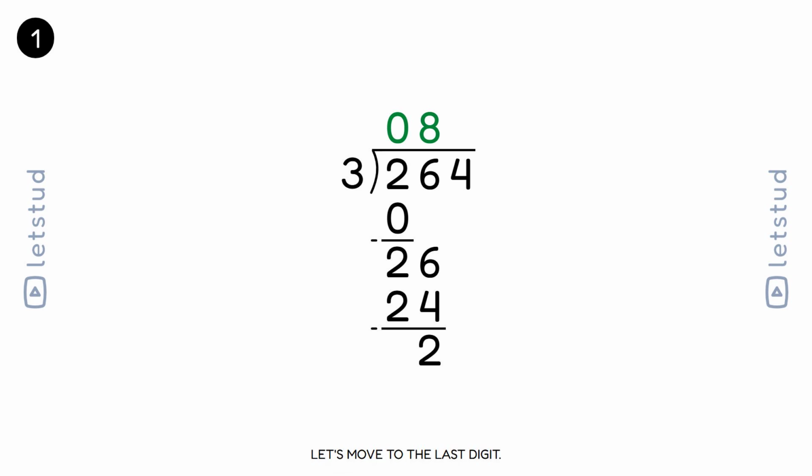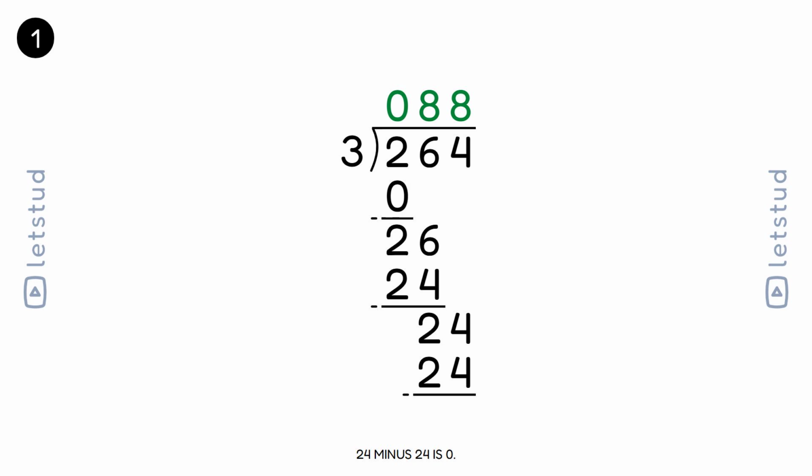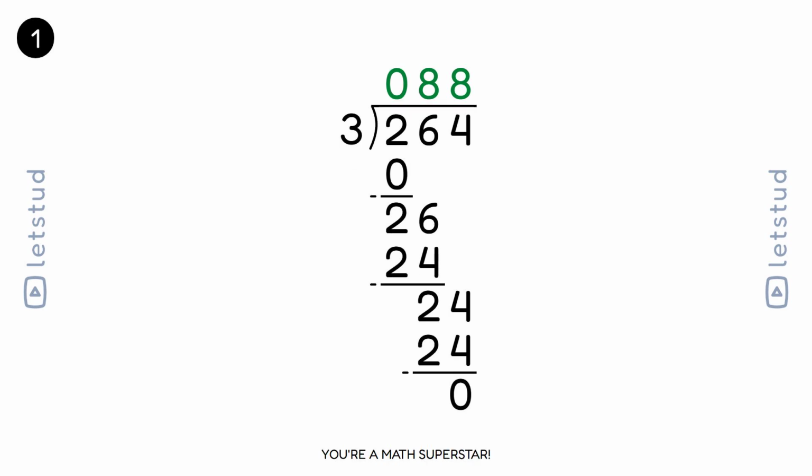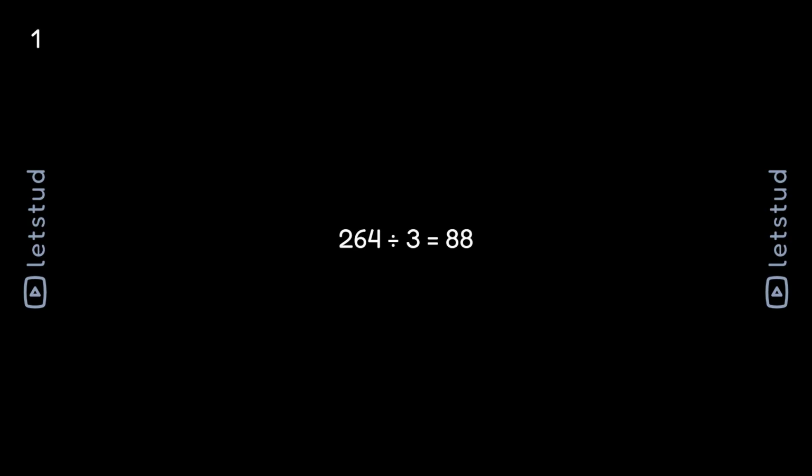Let's move to the last digit. We're now looking at 24. Bring down the 4 to make 24. How many times does 3 fit into 24? It fits 8 times. 8 times 3 is 24. 24 minus 24 is 0. You're a math superstar. And we have no remainder. Great job! We've successfully divided 264 by 3.